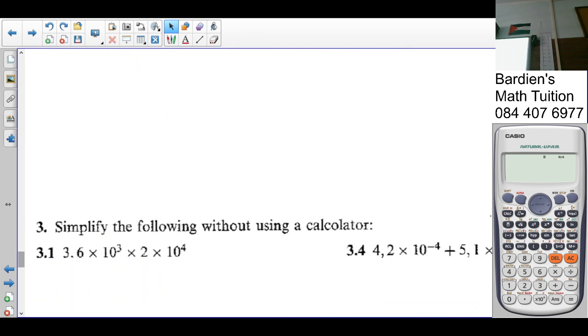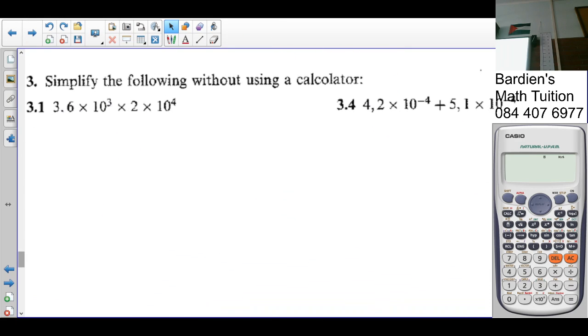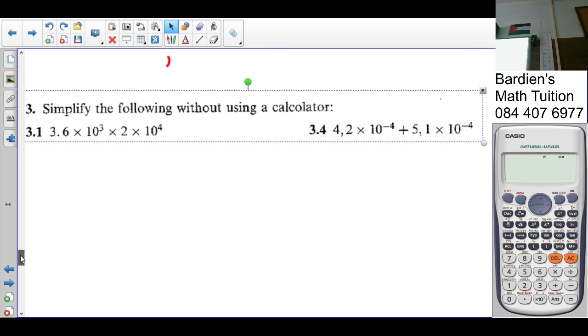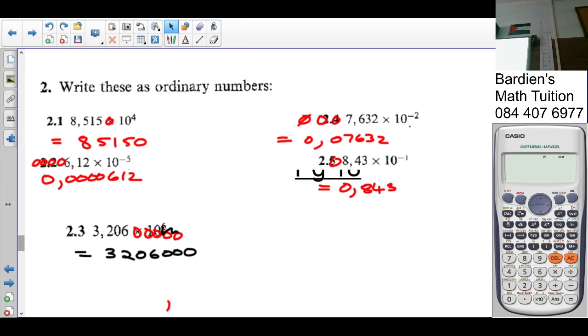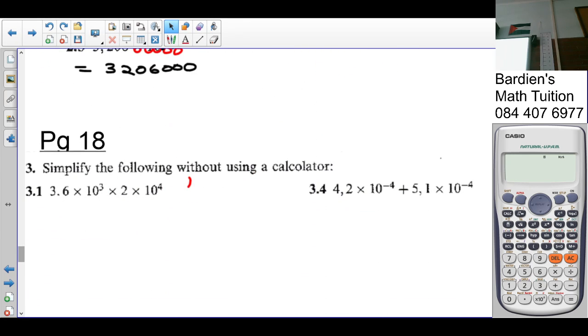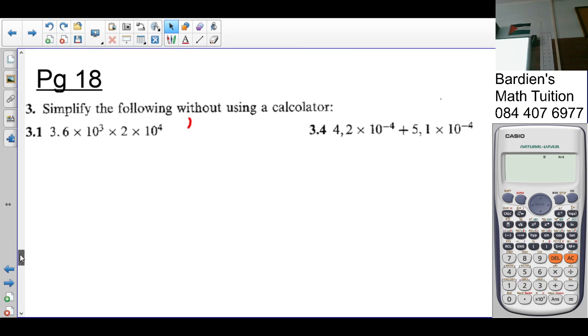So let's move on. Page 18. Now we're looking at page 18. The question says simplify without using a calculator. Again, I'm going to do 3.1 and 3.4 together since it's stuck together. Okay. So, as I said, there's one of two ways of doing this.